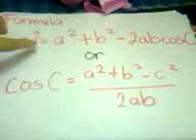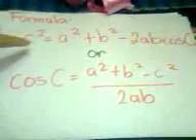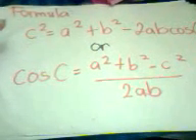The first formula, c squared is equal to a squared plus b squared minus 2ab cosine C, we are going to use if we are going to find the opposite side of the triangle. And the second formula, cosine C is equal to a squared plus b squared minus c squared over 2ab, we're going to use if we are going to find the angle of the triangle.